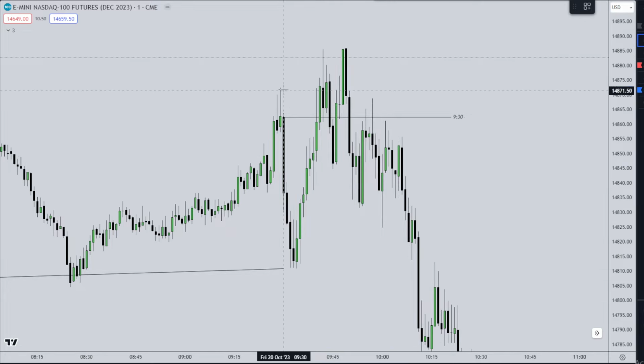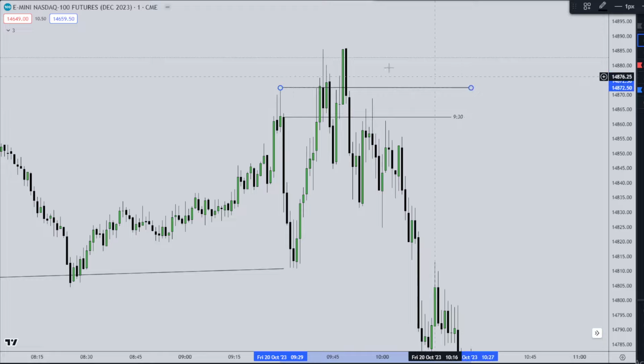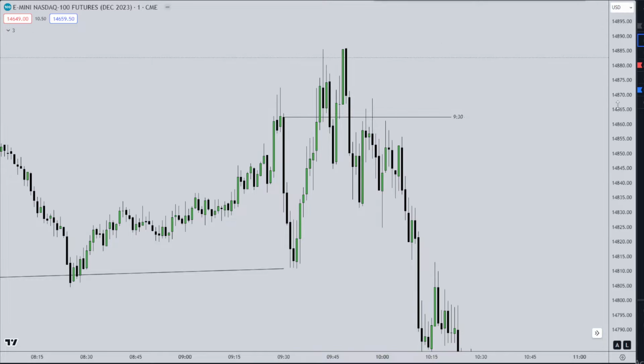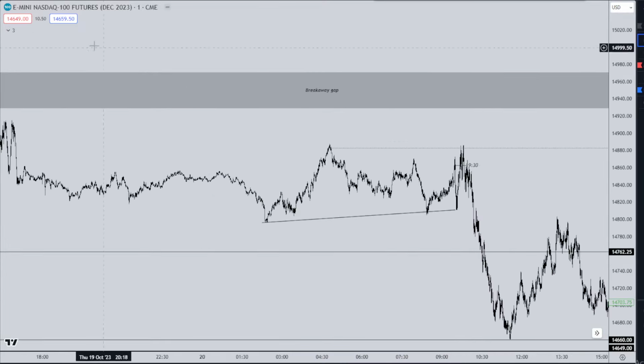But this would be the turtle soup here, right? Into a higher time frame PDA, time sets to go down. Okay.